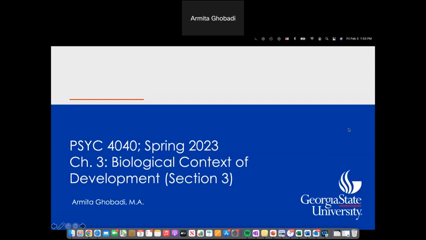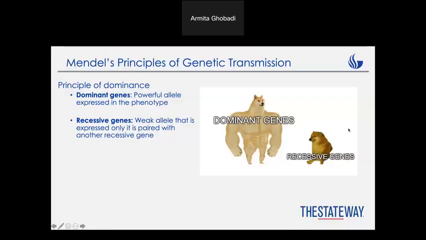So now let's talk about section 3. Section 3 is all about Mendel's principle of genetic transmission. I guess you're familiar with that principle because it was in your high school biology course. But for those of you who didn't pay attention or who cannot remember, the principle is all about being dominant or not. We have dominant genes like this one, and we have recessive genes like this one.